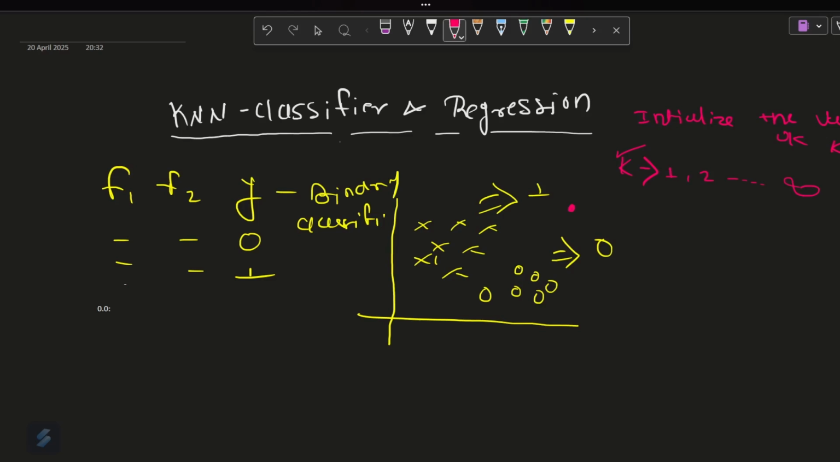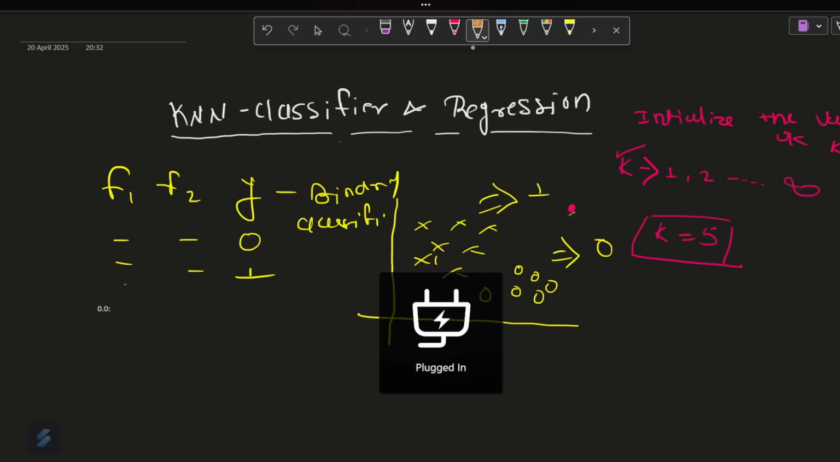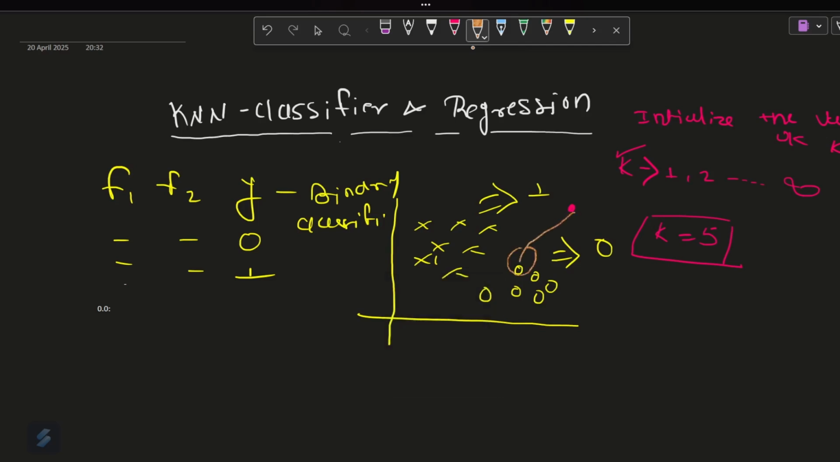First, find the k nearest. So let's consider k is equal to 5, right? First, we decided that k is equal to 5. It means these are the neighbors. Maybe let's consider this is the first, this one is second, third, fourth, and let's consider this fifth. That's how we decided the neighbors, right? We have five neighbors for that particular data point. So understand, we are deciding five neighbors, right?